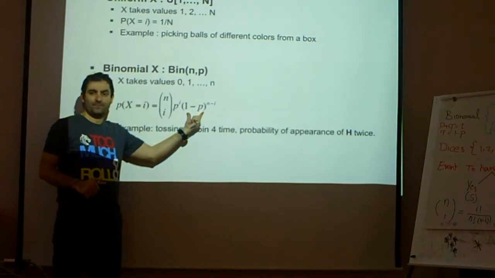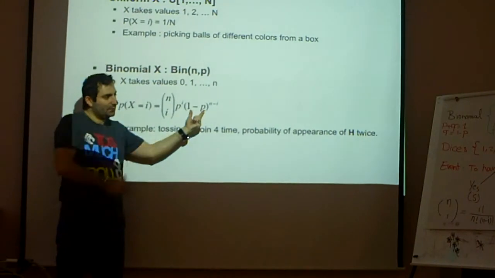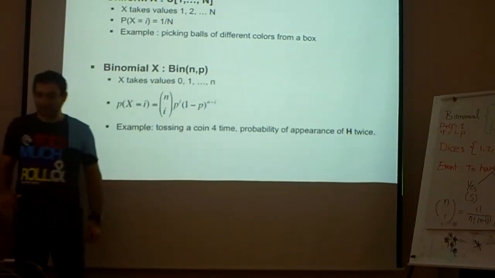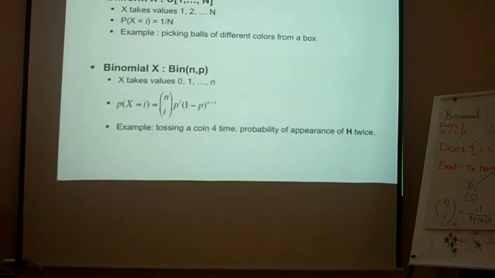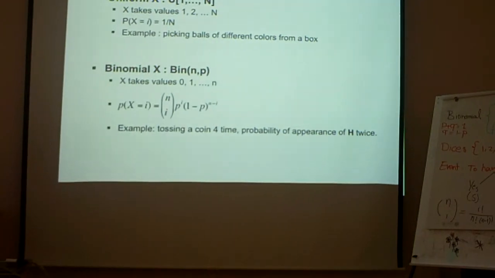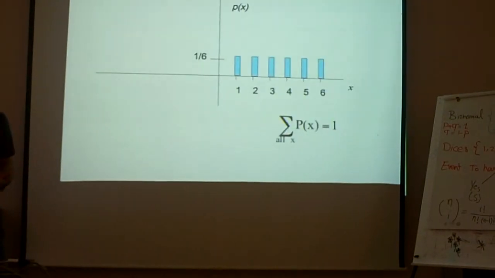This is what is called the probability of failure, and this is the probability of the success. As an example, it says toss a coin 4 times, the probability of the appearance of heads twice. We will solve a numerical example soon.